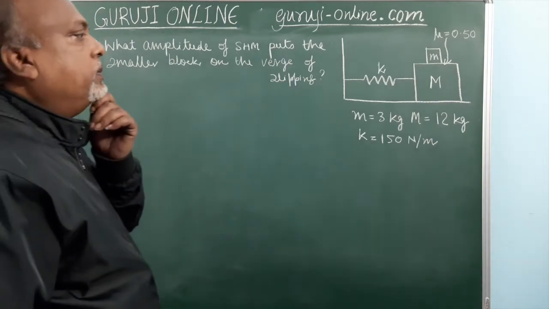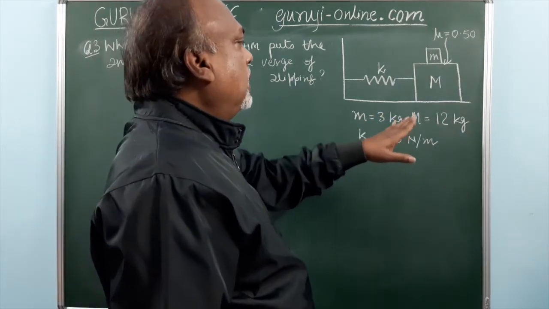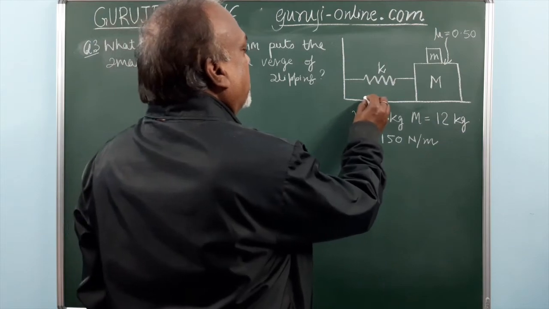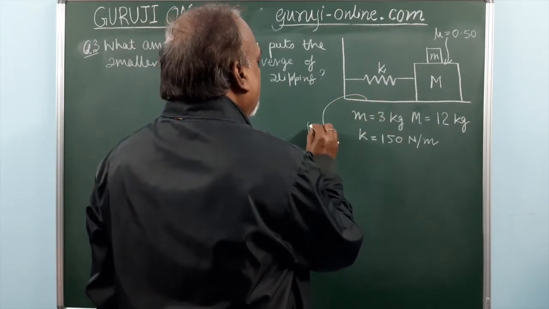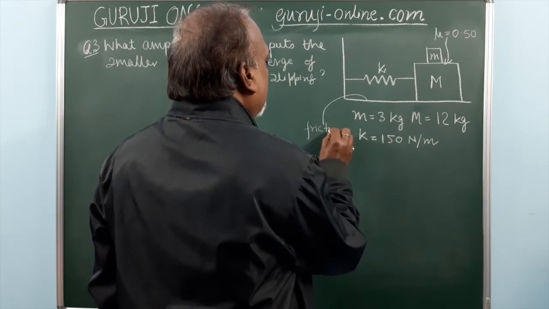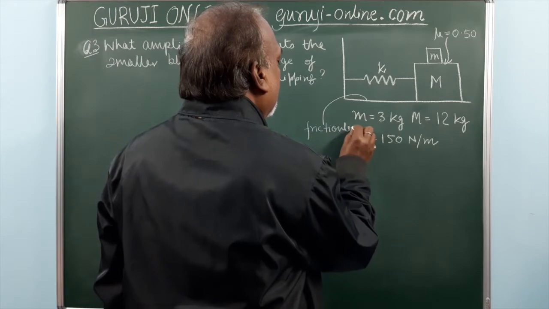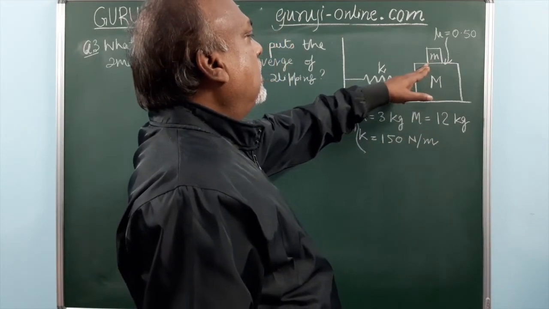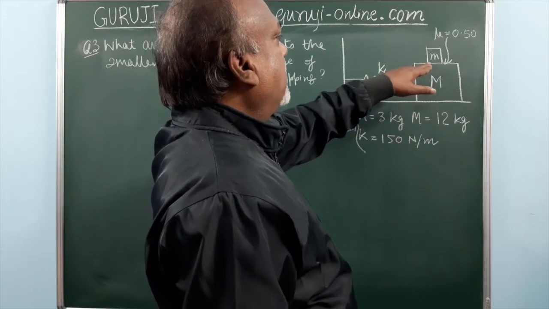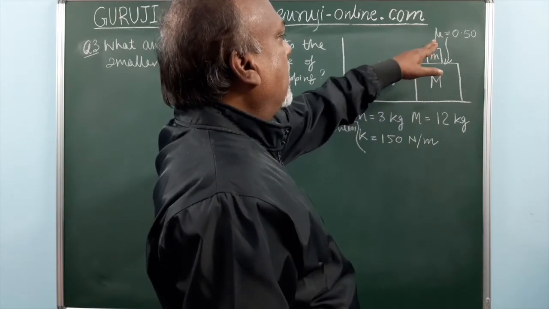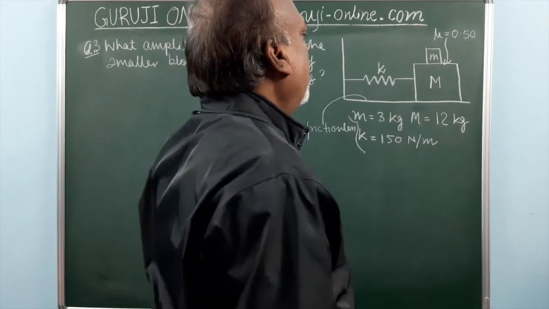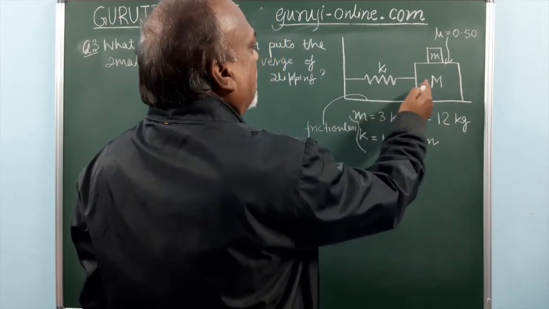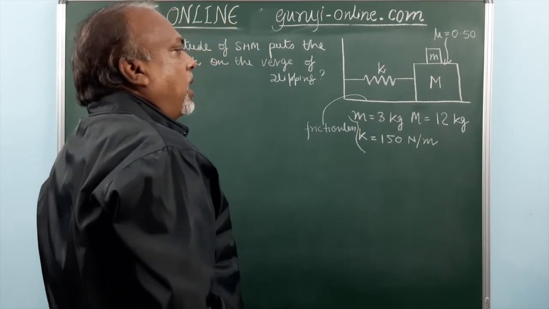Here there are two blocks. One is the bigger one. It is resting on a frictionless surface. But the smaller block is resting on it, and this surface is having friction, and the coefficient of friction is given as 0.5. Now, if we move this assembly a little bit to this side, then it will start a simple harmonic motion.